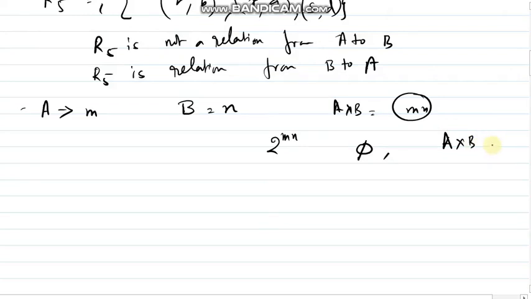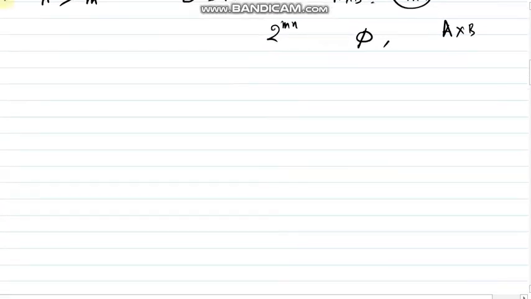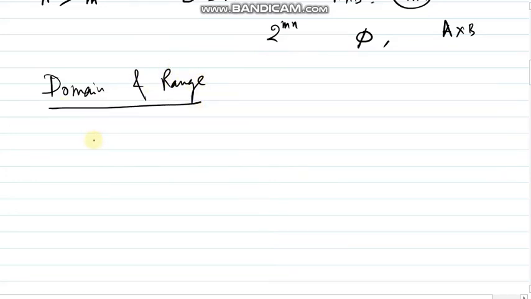Now after doing the relation part, if we go for the domain and range of a relation, what is domain and range? For a relation, the value of X comes under the domain. Simple way: the value of X comes under the domain of the relation, and the value of Y comes under the range of the relation.